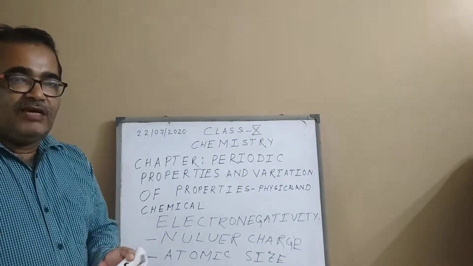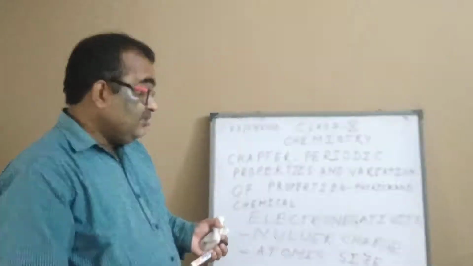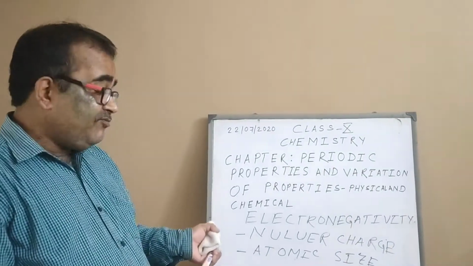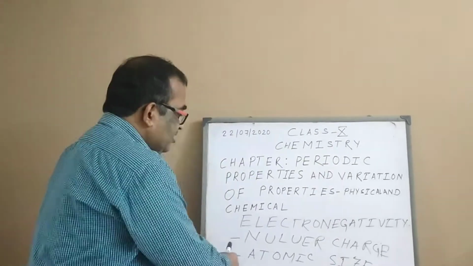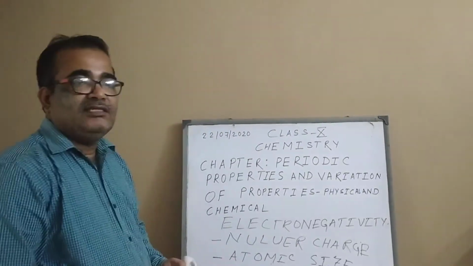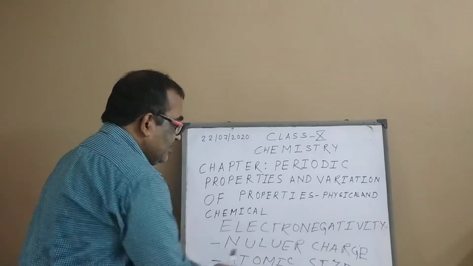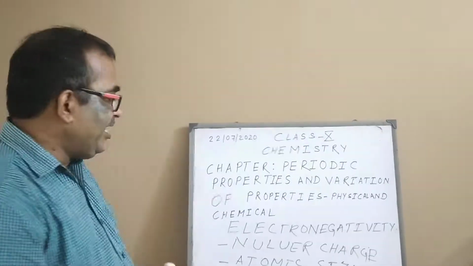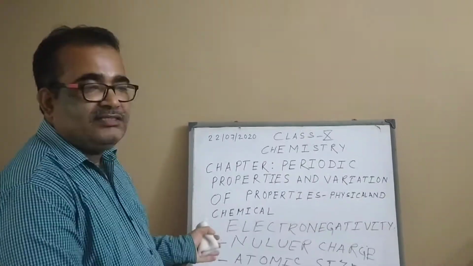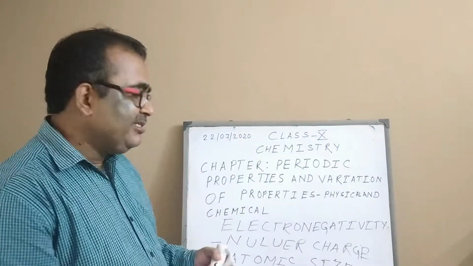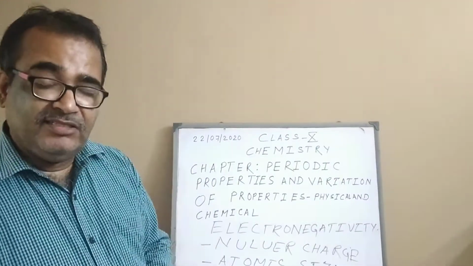Now the factors which affect the ionization potential and electron affinity, the same factors affect the electronegativity also. Nuclear charge, greater the nuclear charge, higher is the electronegativity, and smaller the atomic size, higher is the electronegativity. Now as we move from left to right, nuclear charge is increasing as well as the atomic size is decreasing. So as a result of which from left to right, electronegativity increases.